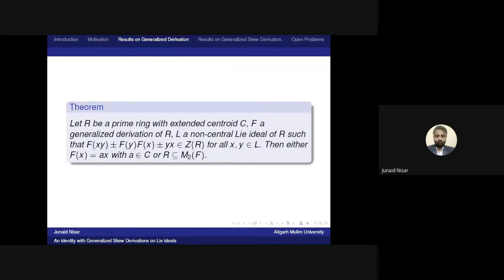And this is our main theorem in case of results on generalized derivation. That's if R is a prime ring with extended centroid C. Here f is a generalized derivation satisfying f of xy plus minus f of y f of x plus minus yx belongs to center. Then again we can say that our generalized derivation f of x is either of the form ax with a belongs to centroid C, or our prime ring is embedded in M2F, where M2F is a matrix of order 2 with entries from field F.